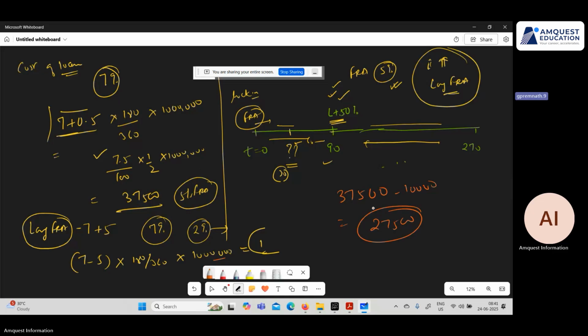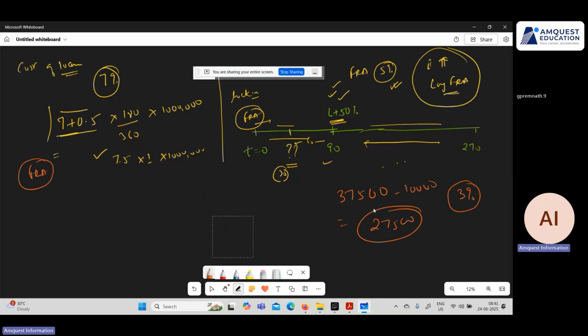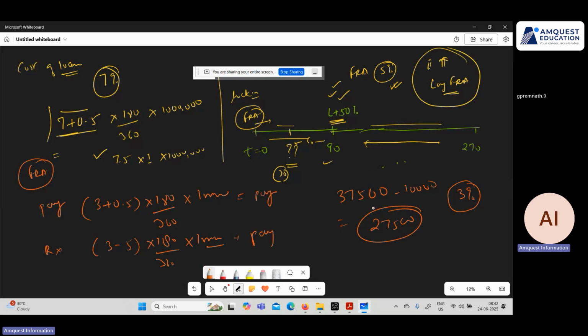Does it make sense? Makes sense. But the problem with FRA is that it's not an option. What does that mean? It means when the interest rate goes down to 3%, the cost of borrowing from the market is 3 plus 0.5, multiplied again by 180 by 360, multiplied by 1 million. This is something that you will pay. And what you had to receive is again 3 minus 5, multiplied by 180 by 360, multiplied by 1 million. So effectively, you will pay this amount, and you will also pay this because it's going to be negative.